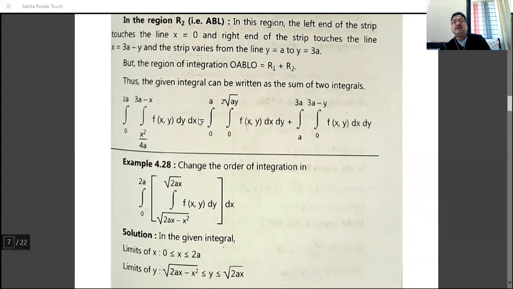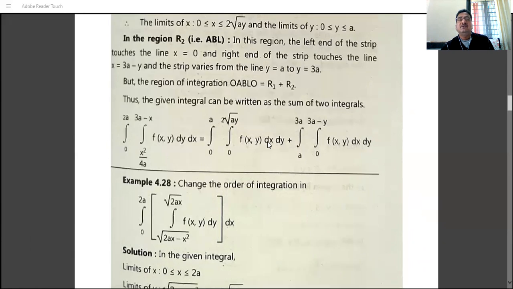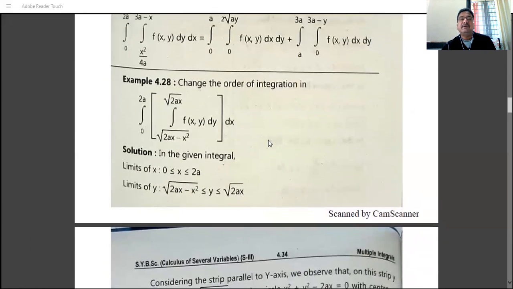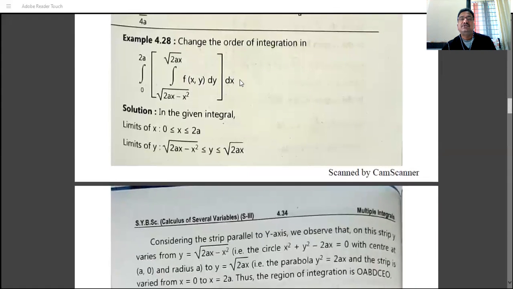In order to change the integration here, we have to write it as the sum of two integrals. Okay, so the next problem of the same type. We have to change the order of integration. Here the limits of x and y are given. So these are the limits on y.